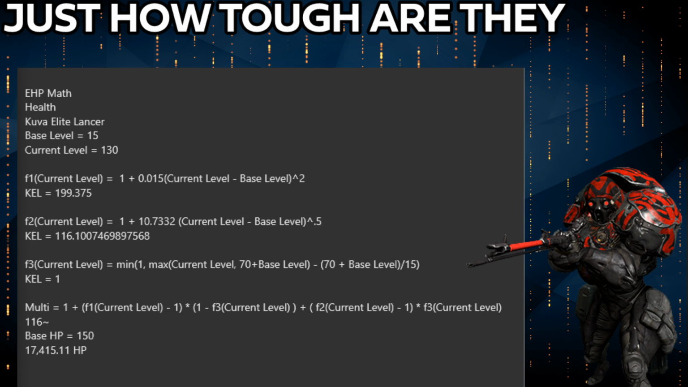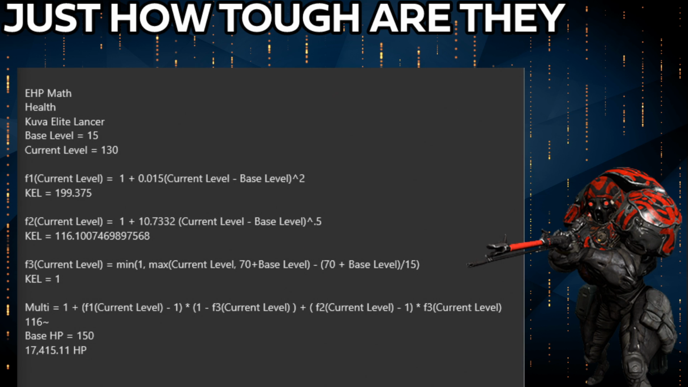To save you guys the trouble of having to go over everything that you see here and why all these things are here, I have already done all of this. So we can see that a level 130 Kuva Elite Lancer has 17,415 HP. And you might be thinking to yourself, that's like nothing. My Tigress says like 8,000. So of course, these dudes would be pushovers.